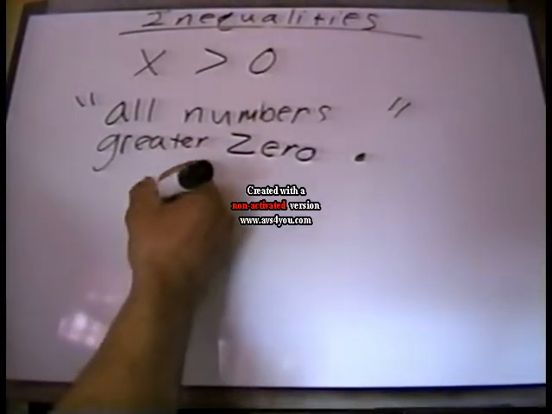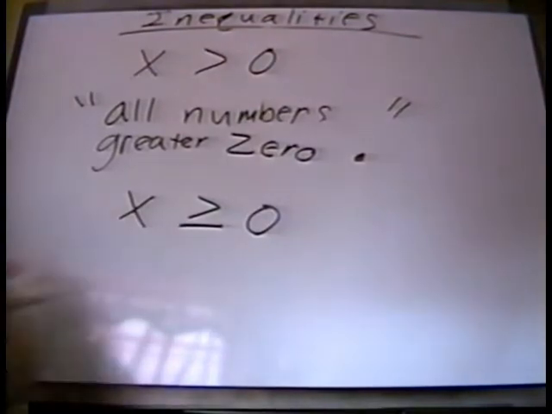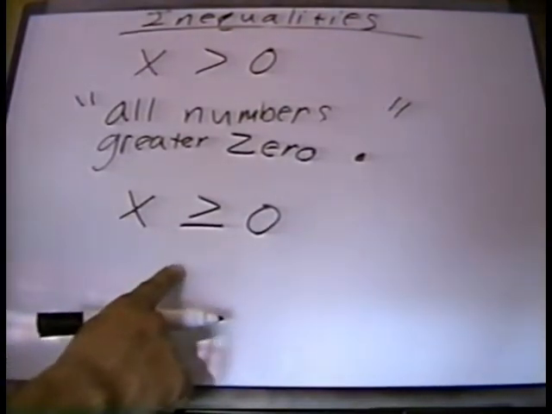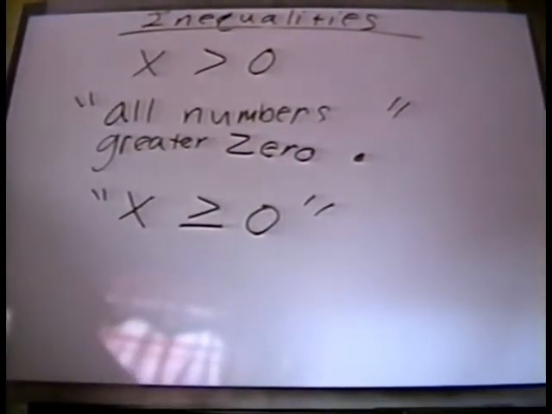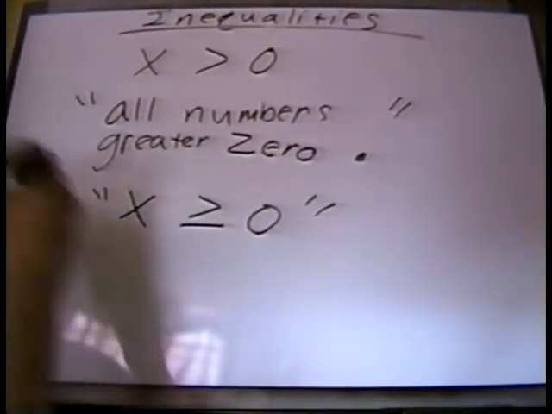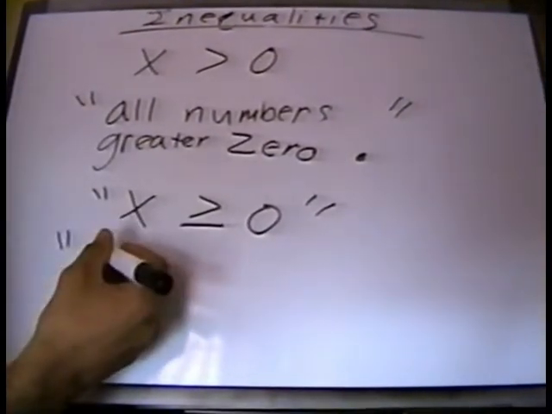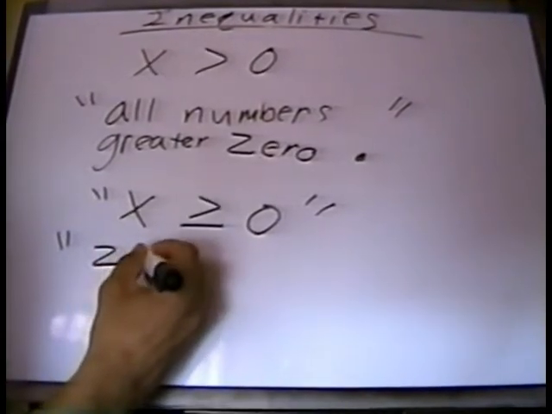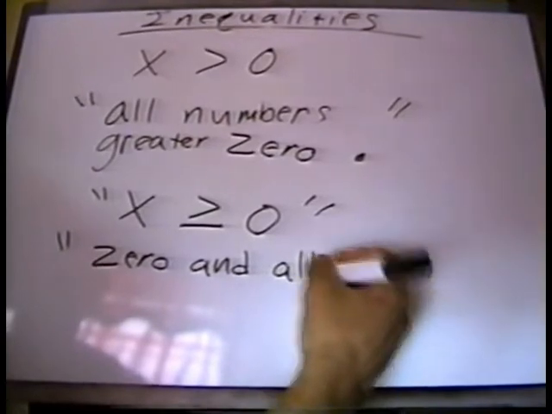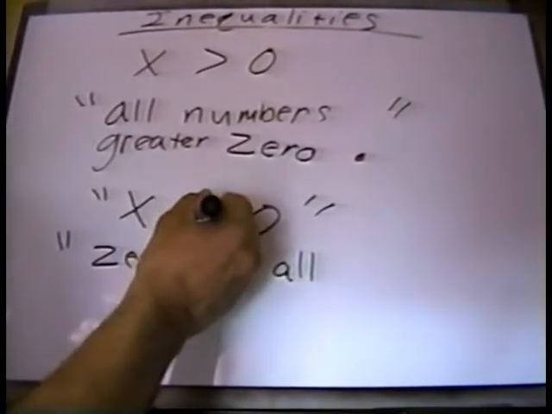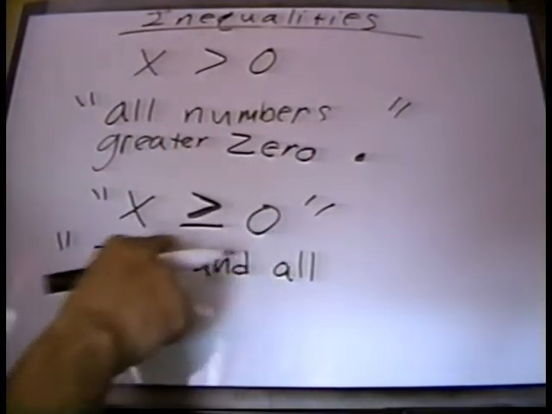Now what if I have the greater than or equal to symbol? This means x is, or we simply say, here the phrase is represented by x. We say 0 and all numbers greater than 0, because you got both symbols. You got the greater than and equal to symbol. So it means it's equal to 0 and it's greater than 0.